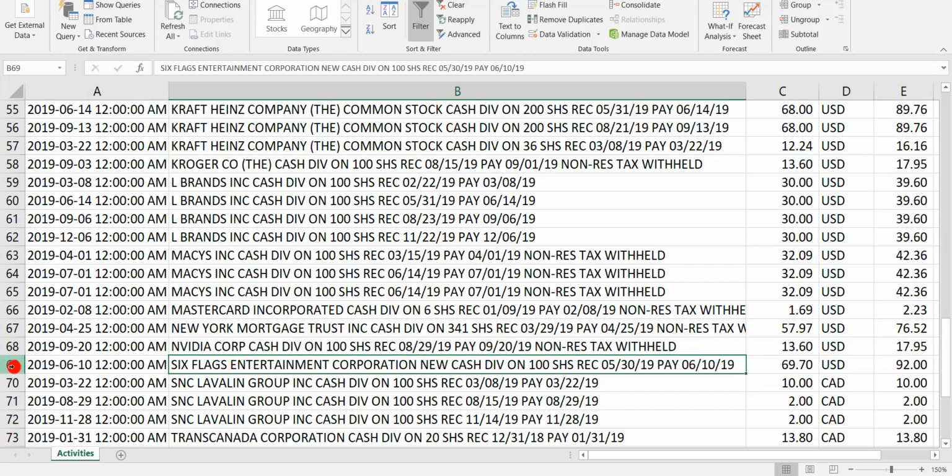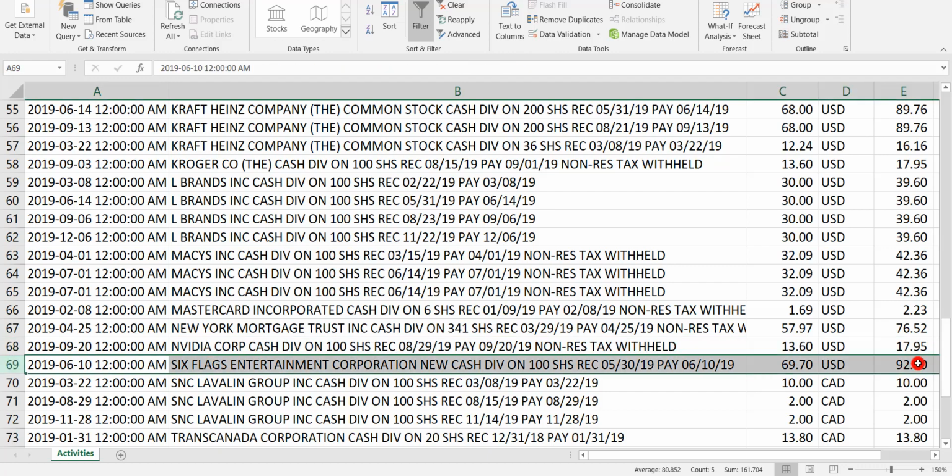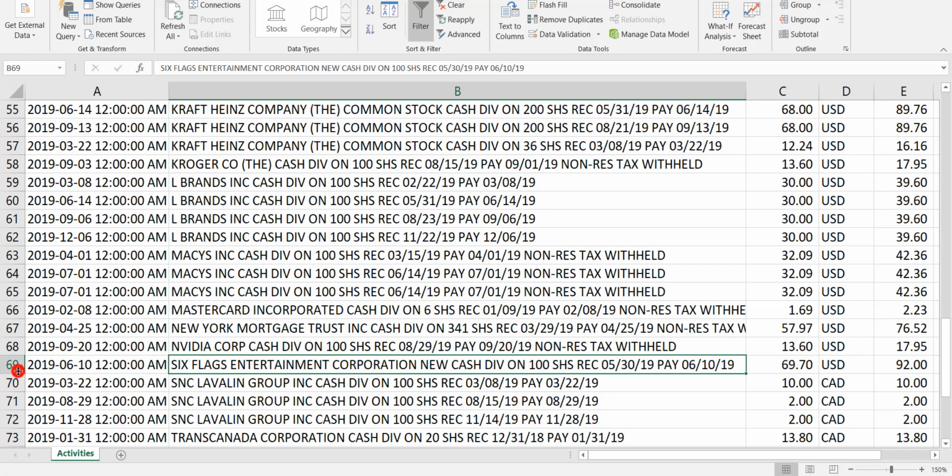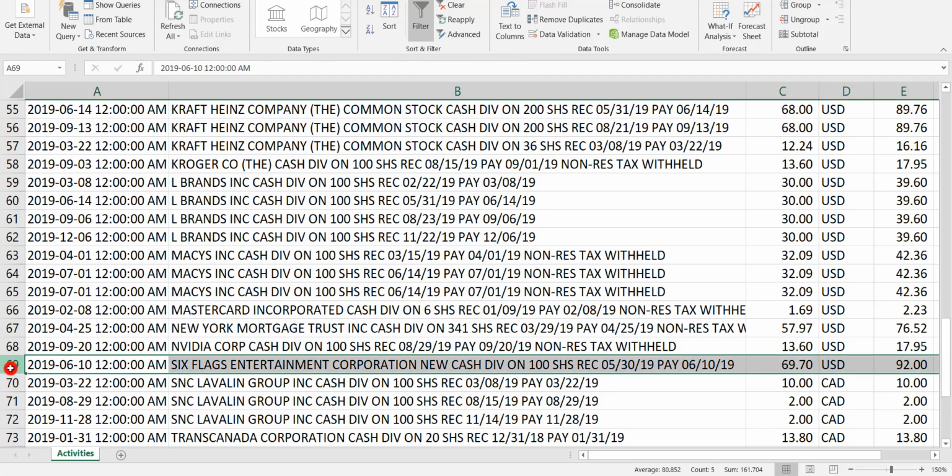Six Flags was a covered call trade as well, collected $92 in dividends. In fact, Six Flags yield is pretty good. I think when I made this covered call trade, the yield was 6%. I think the yield now is even higher because the stock dropped a lot. It's trading in the 40s.